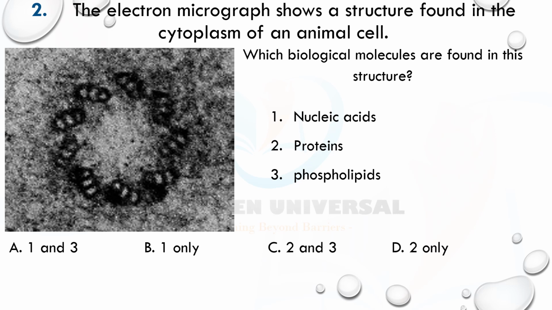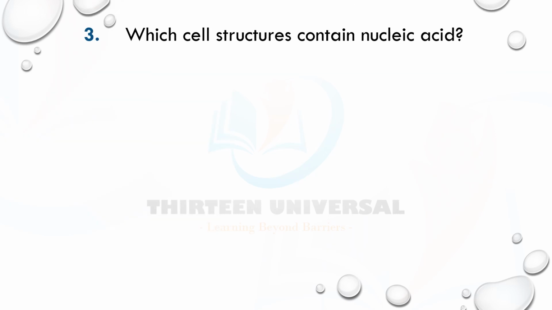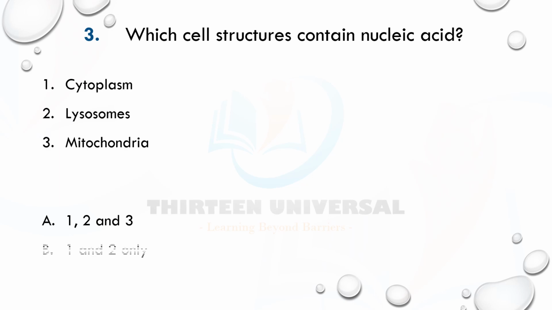Next it says which cell structures contain nucleic acids. Make sure you are solving this question, guys. Which of them contains nucleic acid? Cytoplasm contains nucleic acid: you can find transfer RNA and messenger RNA there, and you can find ribosomal RNA, because ribosomes contain ribosomal RNA.